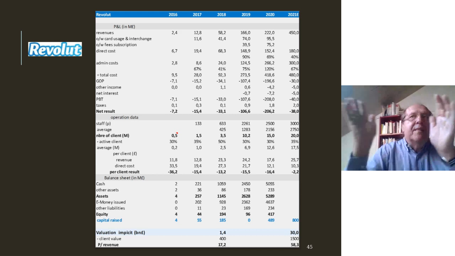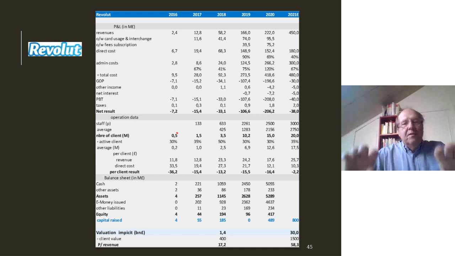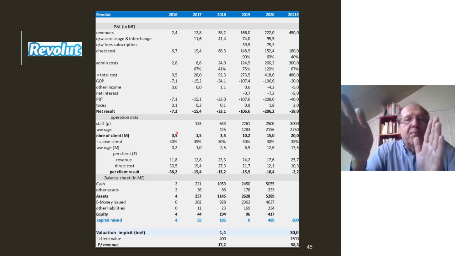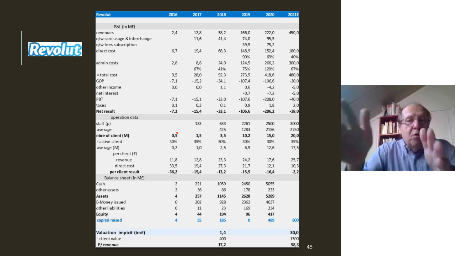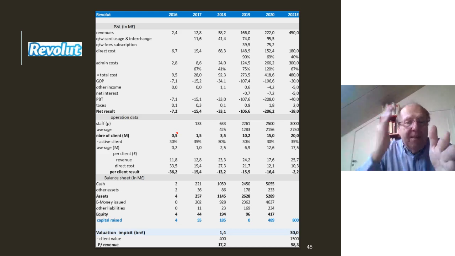Maybe they will not reach 100 million clients, but they believe at least they will have 50 million clients, and that the clients will upgrade and move from the free to the premium, and from the premium to the super premium, etc., etc. So you can build a story. It could be totally wrong, but for the time being, that's the current story.